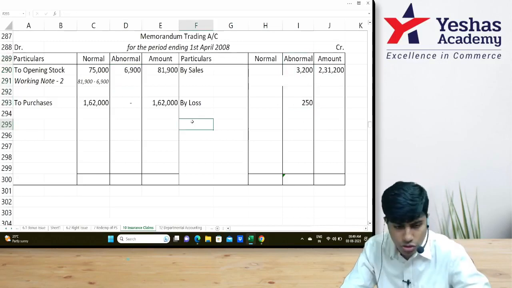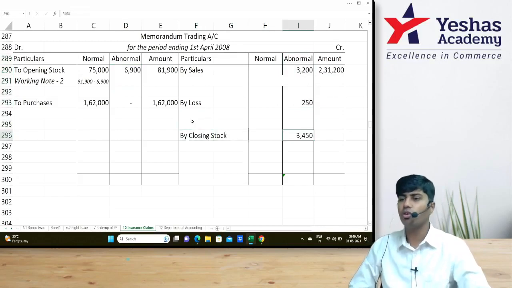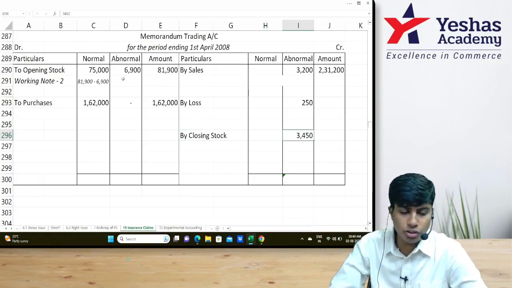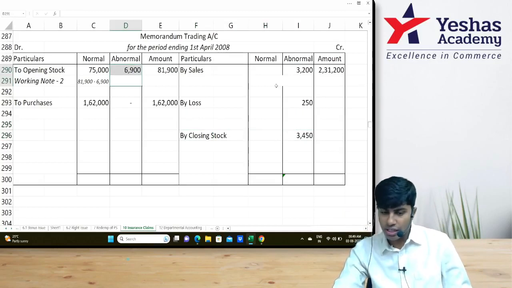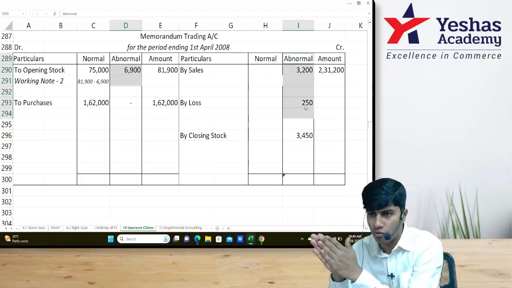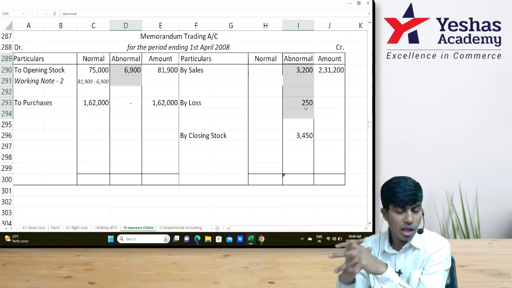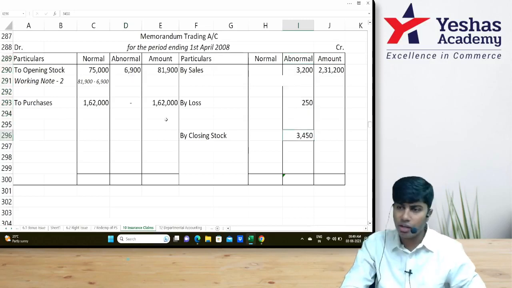How much will be closing stock of the same? 3,450. Shall I repeat? Opening stock is 6,900. In that 6,900, 3,450 worth of stock is sold. So credit should be 3,450. Cash received is 3,200. So balance of 250 is loss. And balance stock is 3,450. This is one way. The same thing we can do by working out.